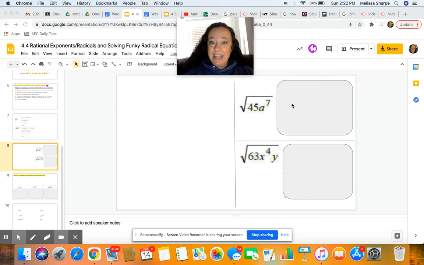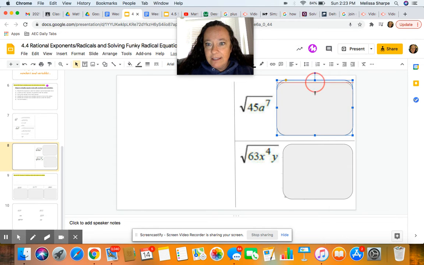Okay, so what about this? 45 is 9 times 5, but 9 is not prime. 5 is. 9 can be written as 3 times 3. So your prime factorization of 45 is 3 times 3 times 5. And then, of course, a to the 7th would be a times itself 7 times. Okay, so there we go.